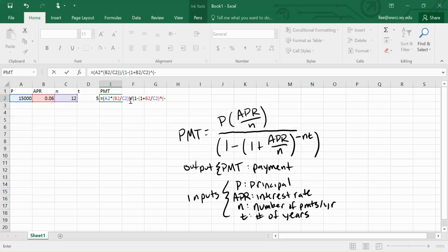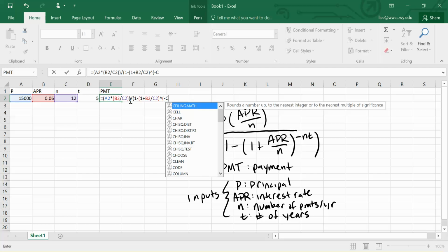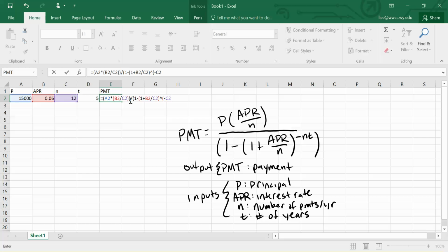So negative n, again, n is C2, star, multiply, right? The t, which is D2. First time we're using D, first and only time in this formula. Close those parentheses, but notice we still have one more set of parentheses open for that denominator right here. Close those.